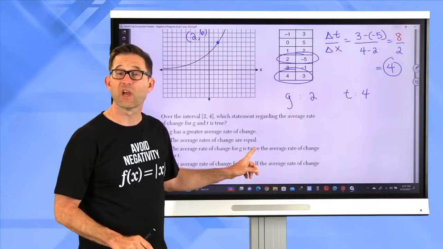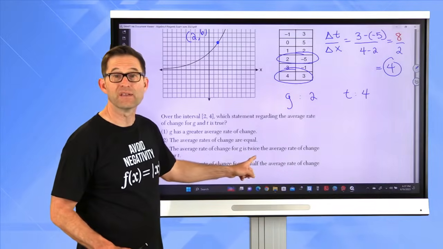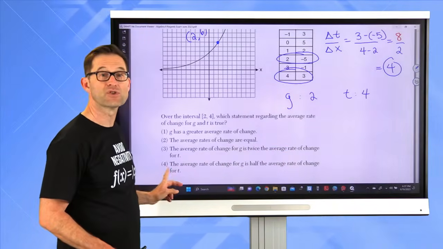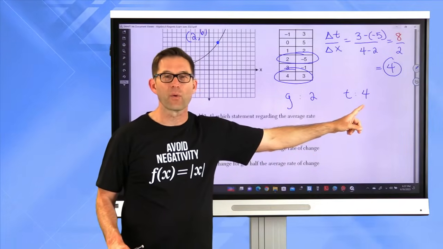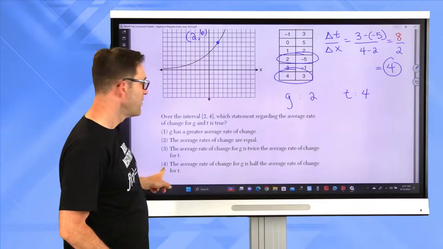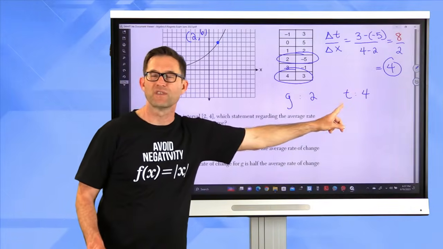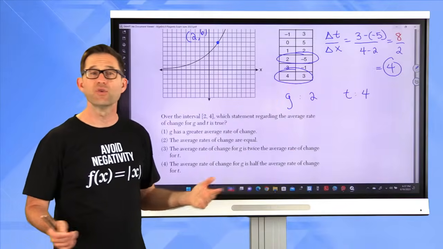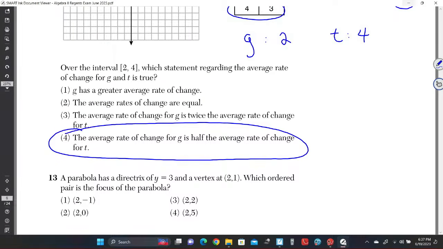The average rates of change are equal. No, that's not true. The average rate of change for G is twice the average rate of change for T. Nope, that's 2 and 4. It's the other way around. Number 4, the average rate of change of G is half the average rate of change of T. There's our winner. 2 is 1/2 of 4, and therefore that is our answer.